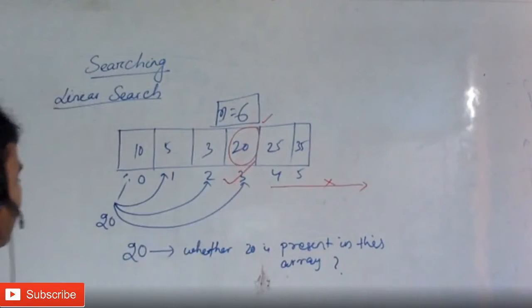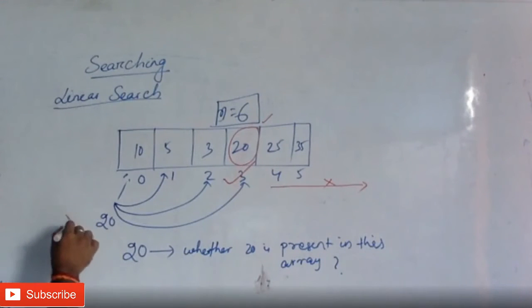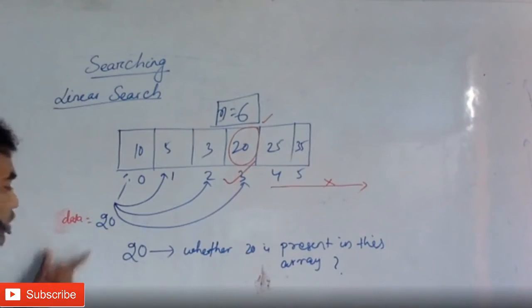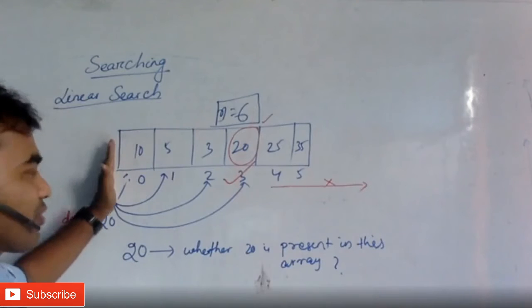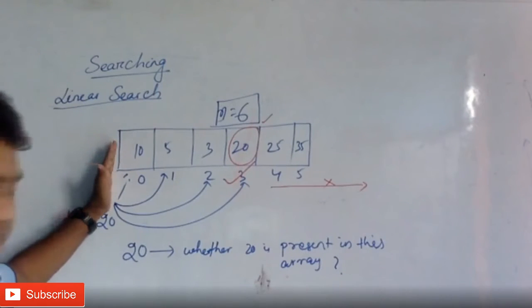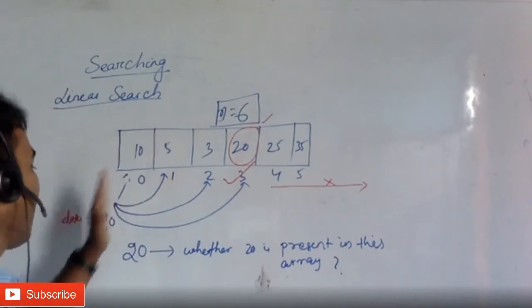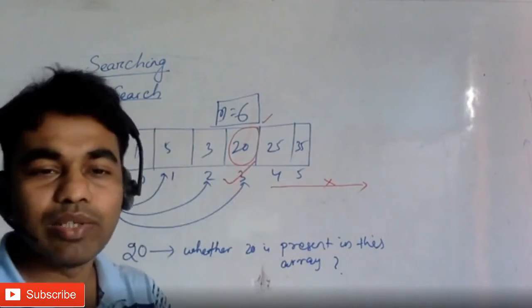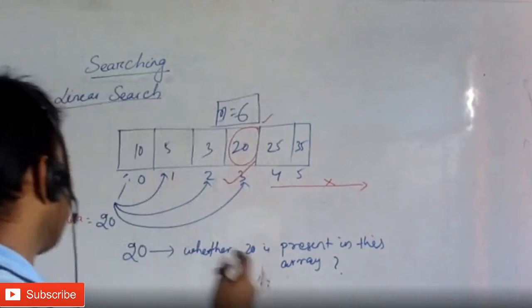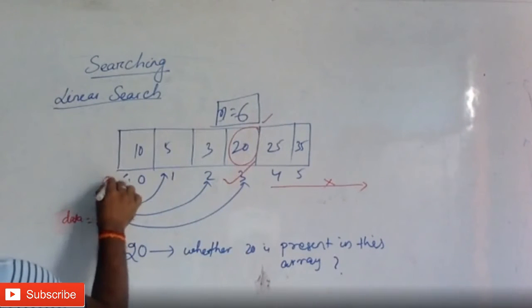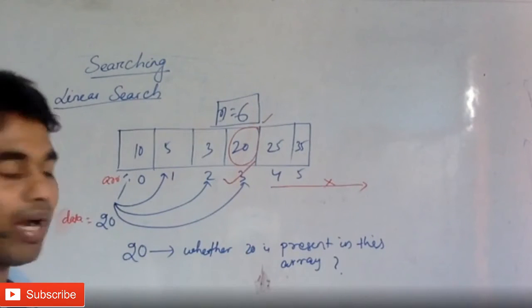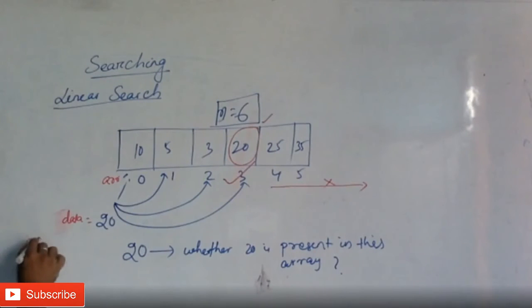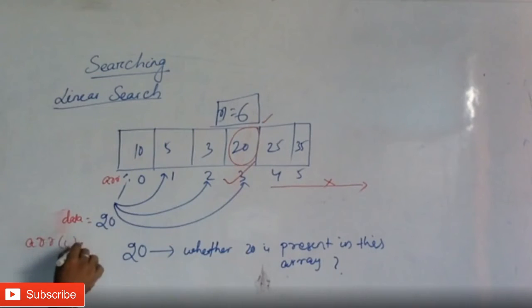Suppose this value is data, or X. Suppose this is data equal to 20. Try to match, start from the leftmost element, and keep on continuing for each element in this particular array. Suppose this array name is ARR. So what will you compare? You will compare ARR of I and the data.